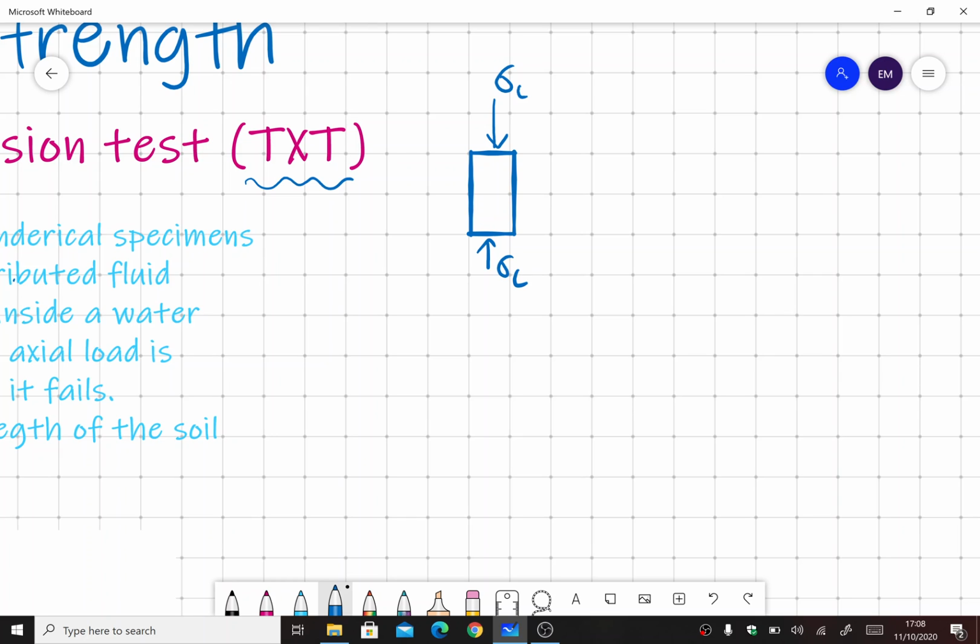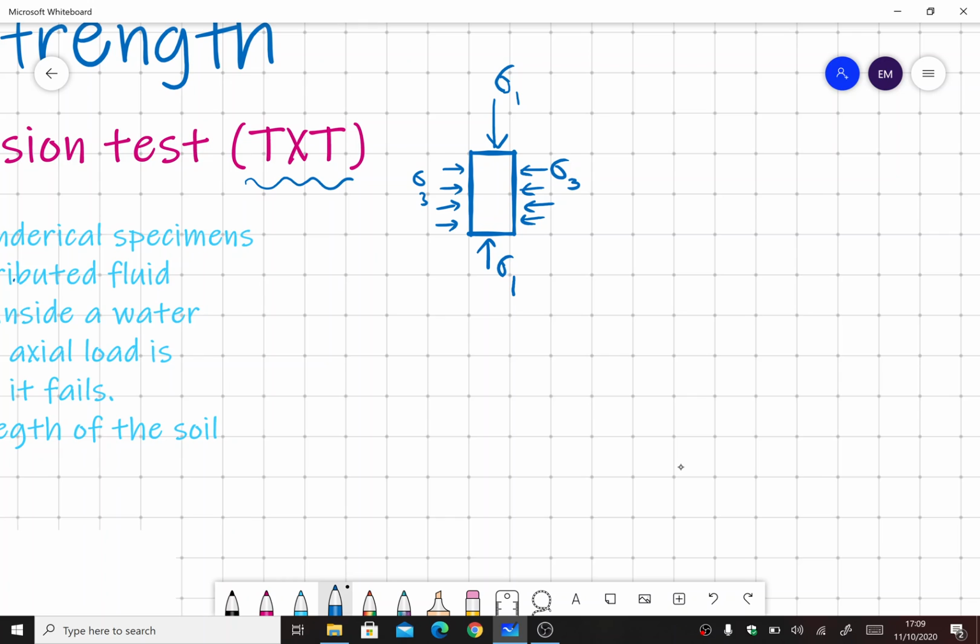But in the triaxial testing, as the name suggests, we also apply a uniform pressure from the sides, and we call that pressure the confining pressure, sigma 3. Generally we call the vertical pressure sigma 1 because it's the major principal stress, and the pressure applied from the side is sigma 3.